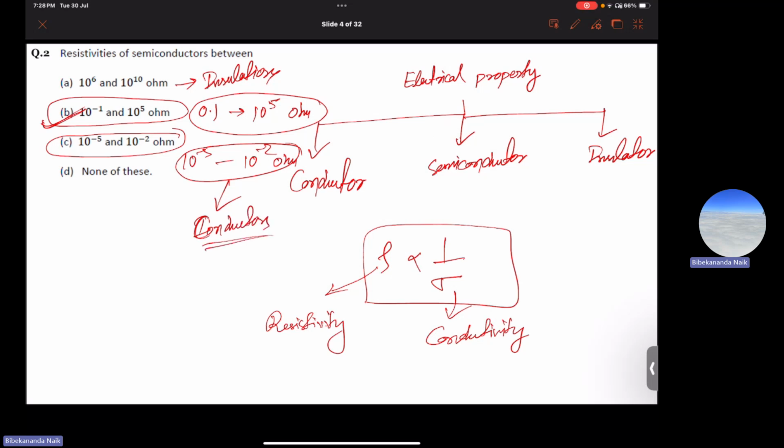Depending upon the electrical properties, materials are classified into mainly three types, and the conductivity of conductors is highest, then comes semiconductors, and then insulators. In case of resistivity, it is opposite. Resistivity is more for insulators, then semiconductors, and then low resistivity is for conductors. So the correct option will be option B, that is 10 to the power minus 1 to 10 to the power 5 ohm.